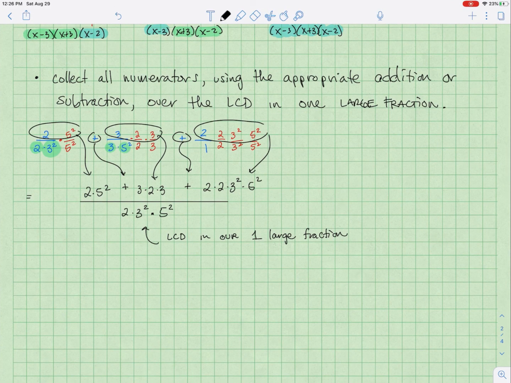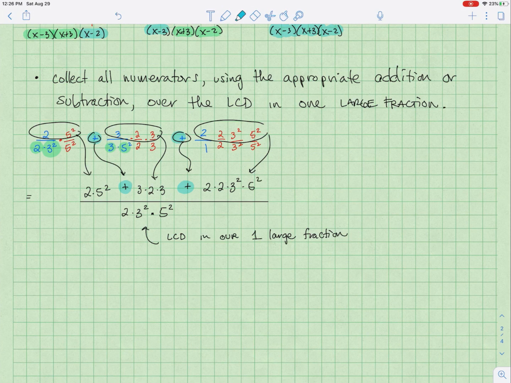So now we've combined them into one large fraction. We've got a little bit of arithmetic to do. And remember, you can't just start canceling right now because this is addition in the numerator. Or if it was subtraction, you wouldn't be able to cancel either. You'd have to clean up this numerator first.